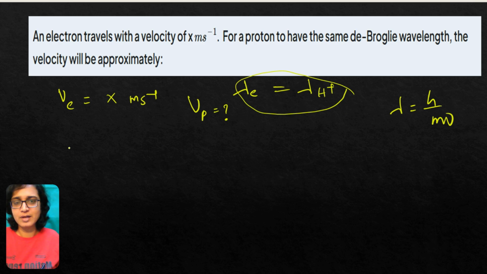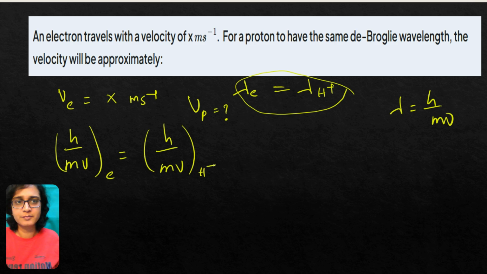So here lambda is the same. So h by mv of electron will be equal to h by mv of proton. H gets cancelled. Next, mass of electron is 1 by 1836 atomic mass units. Why? Because we are comparing electron and proton, so we have to take relative atomic mass units, not the absolute one. If you are taking kg, then you have to take absolute mass units.